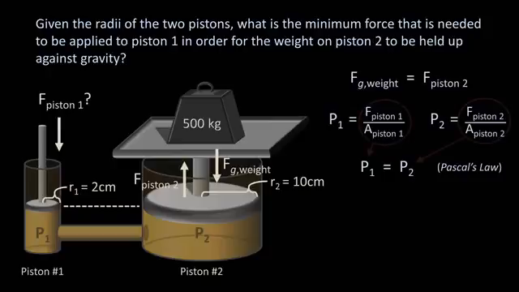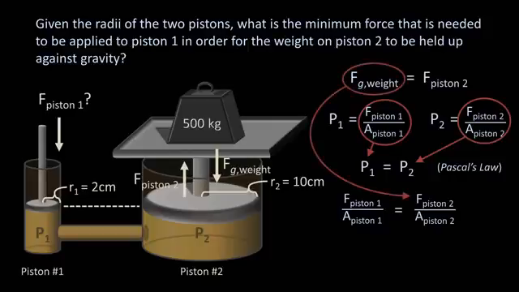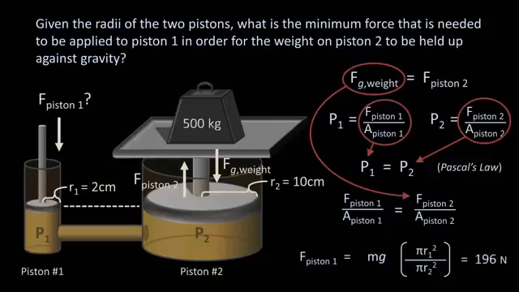So we know that the force on piston 1 divided by the area of piston 1 equals the force on piston 2 divided by the area of piston 2. And the force on piston 2 is equal to the force of gravity on the 500 kilogram weight, so we can substitute that in and solve for force on piston 1. Force of gravity is mass times g, and our areas are pi r squared. And if we plug in the numbers, we get a total force of 196 newtons.